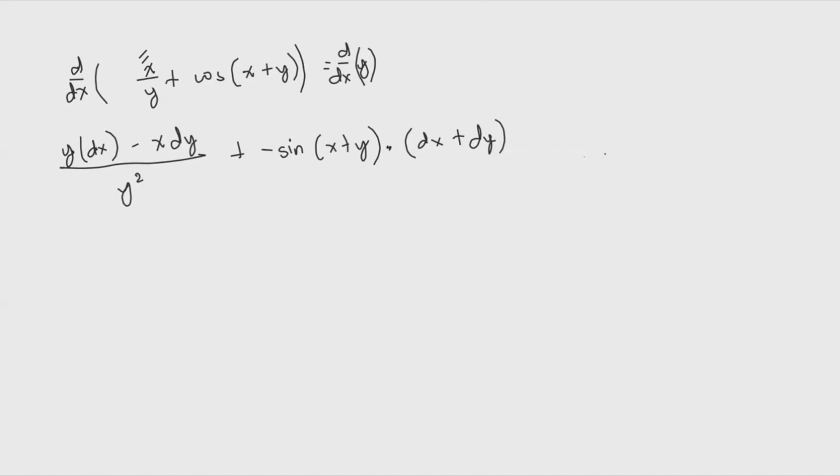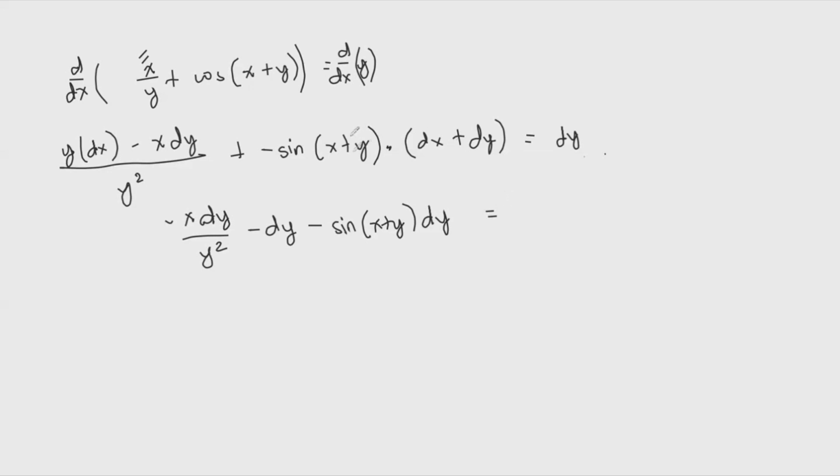And this is equal to the derivative of y, which would be dy. So what we have to do here is to segregate this dy and dx on separate sides of the equation. So I'll be taking dy at the left side. So we have negative x dy over y squared, and then transpose this dy here, so I have negative dy. And then we have some dy here, but it is multiplied with the sine of x plus y, so that will be negative sine of x plus y, and then multiplied with dy.